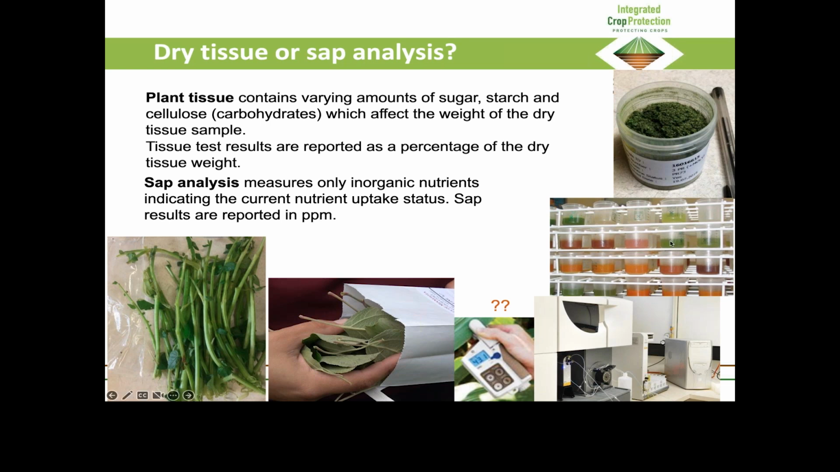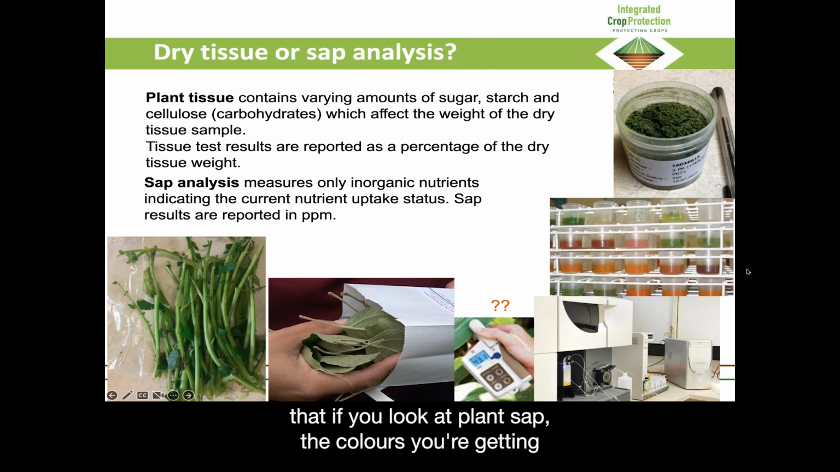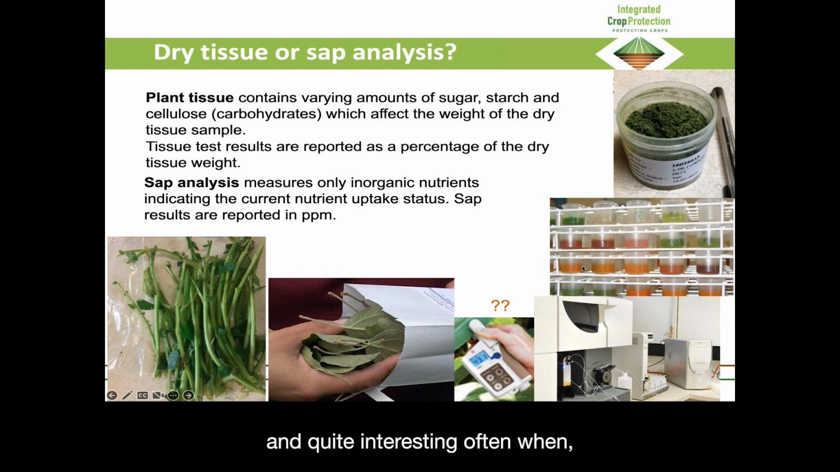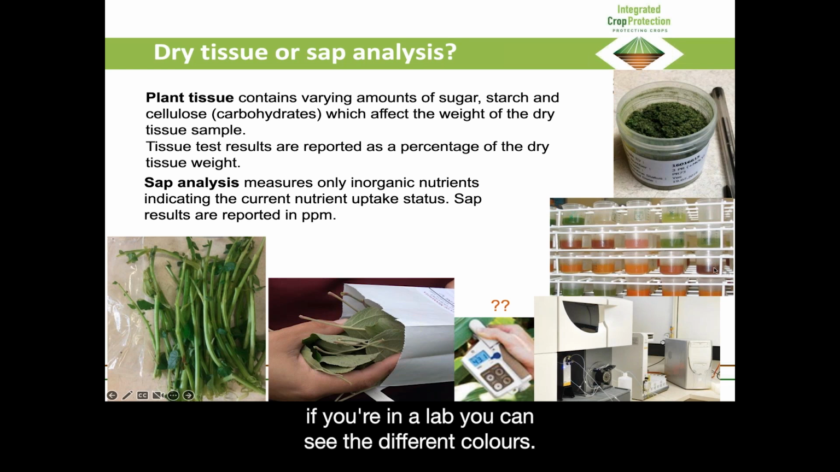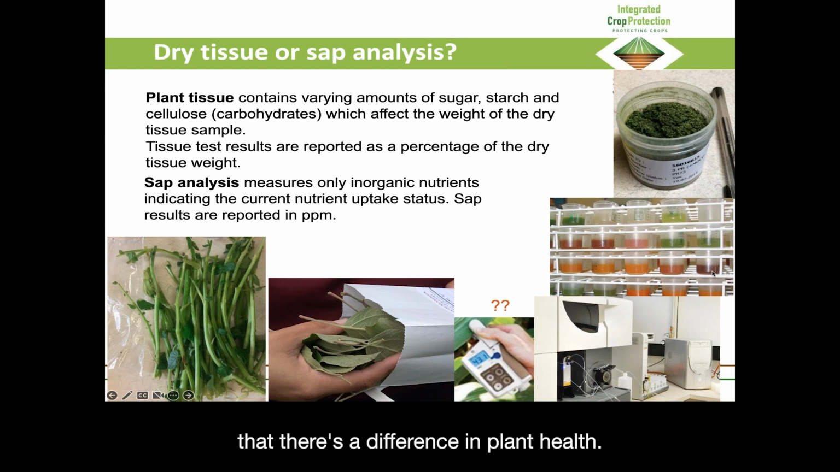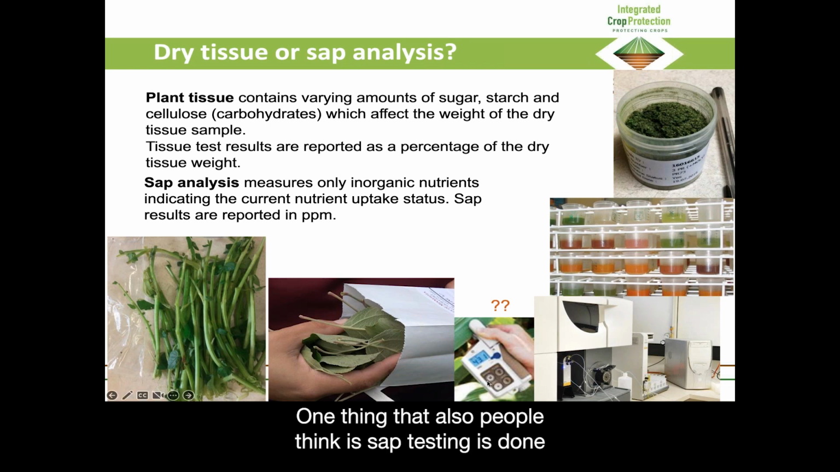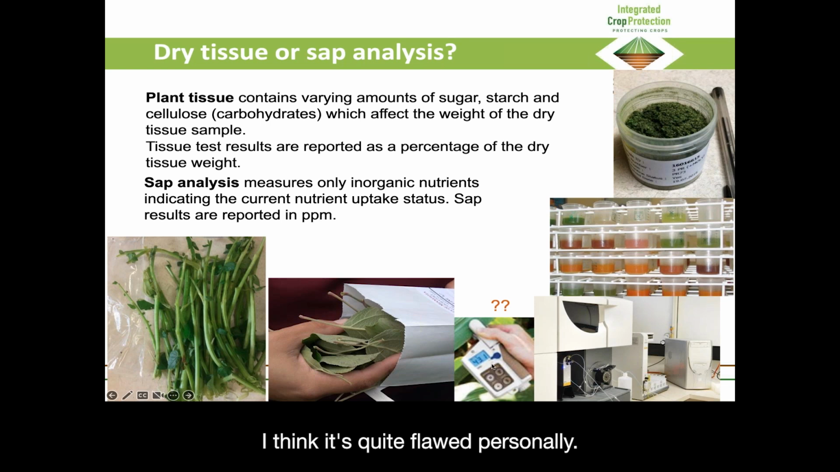One interesting thing I always found is that if you look at plant sap, the colors you're getting are quite interesting, often if you're in a lab, you can see the different colors. This row could be from the same type of root, but it shows different colors, already indicating a difference in plant health. So sap testing is, from that point of view, quite good fun. One thing is that people also think sap testing is done with a handheld gizmo. I think that's quite flawed personally.